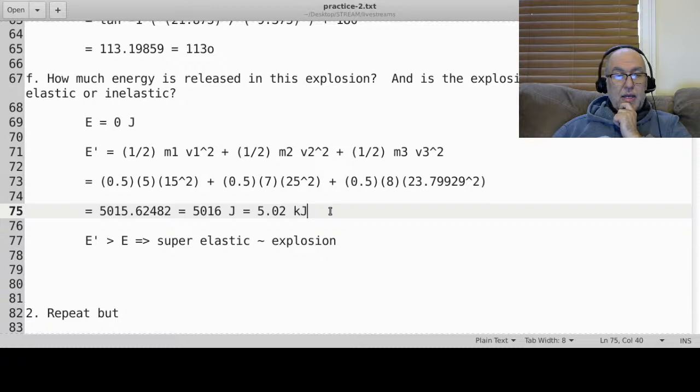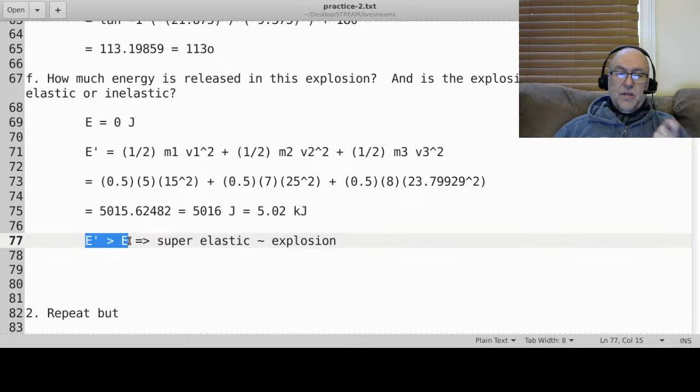And a kilojoule is not that much. I don't know food energy in kilojoules that well, but a chocolate bar would be around 100 kilojoules of energy, and this is only 5 kilojoules, so this is hardly an explosion at all. Nonetheless, the energy after is greater than the energy before. So when the energy after is greater than before, it's a superelastic collision, and that happens with explosions. Okay, let me see if there are any questions in the chat. I'm not seeing anything. And so there it is.